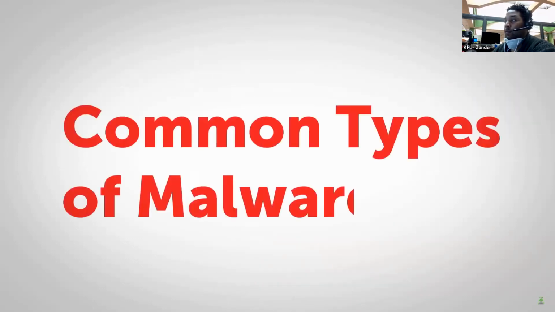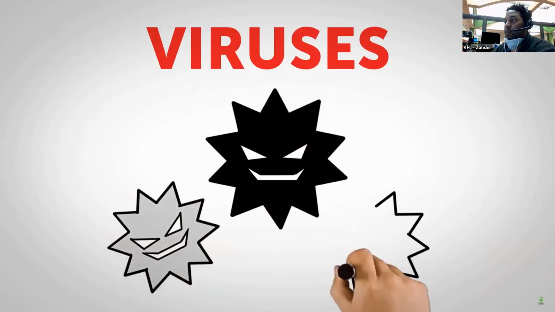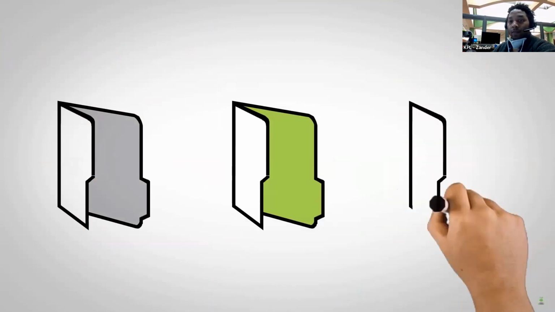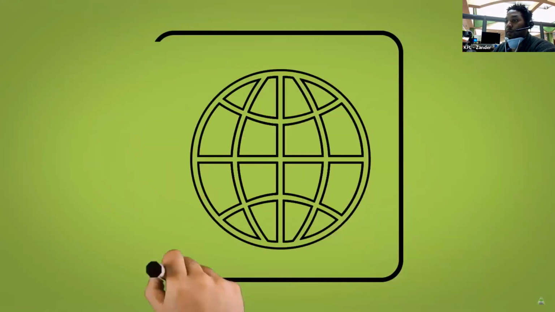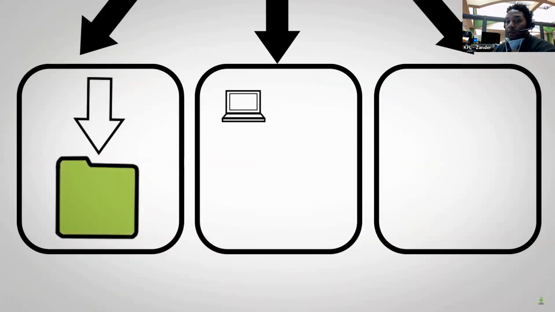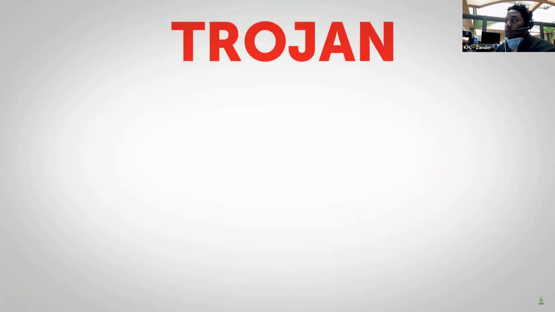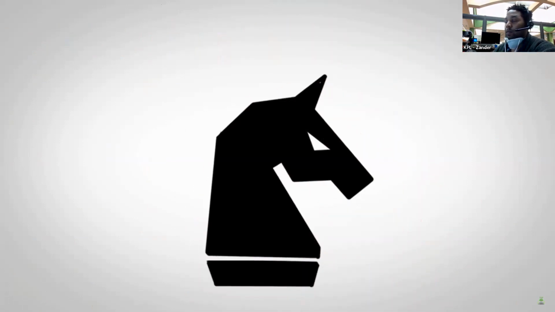Common types of malware. Viruses. Almost all viruses are attached to an executable file, which means the virus may exist on a system but will not spread until a user opens the infected program. Viruses often originate on the internet and spread when downloading a file infected with a virus, peer-to-peer file sharing, or email attachment. Trojan. A Trojan is a harmful piece of software that looks legitimate.